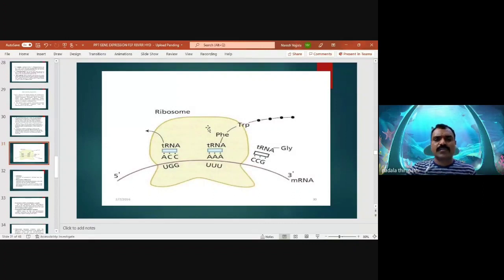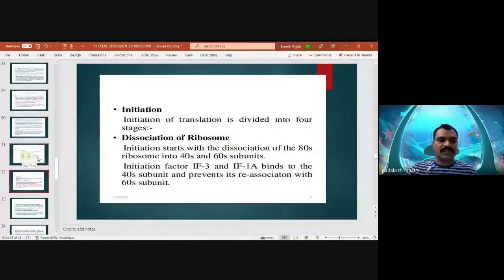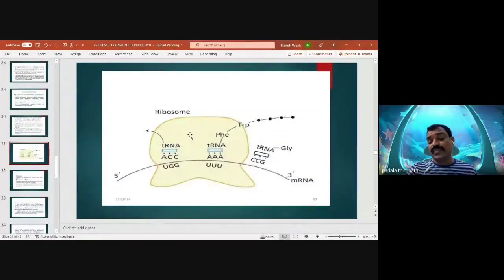This slide shows the structure of the ribosome. The ribosome possesses a larger subunit along with a smaller subunit, my dear friends. We know that in prokaryotic organisms, 70S ribosomes are present, whereas eukaryotic organisms possess 80S ribosomes. Both prokaryotic and eukaryotic ribosomes possess larger and smaller subunits.